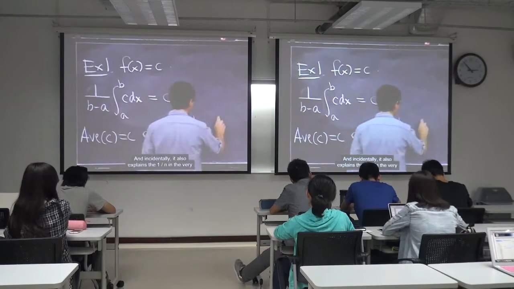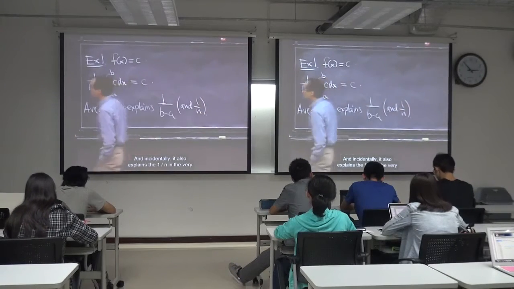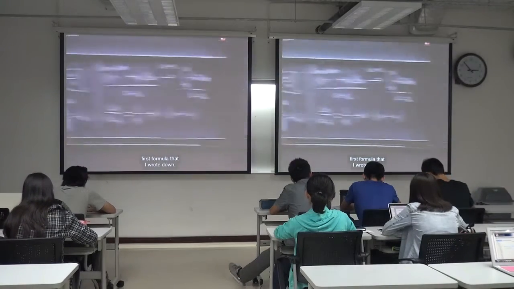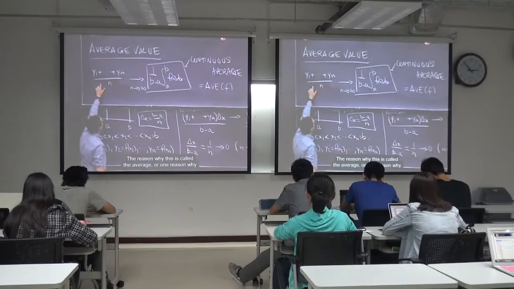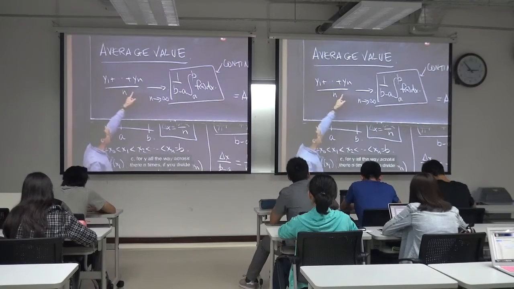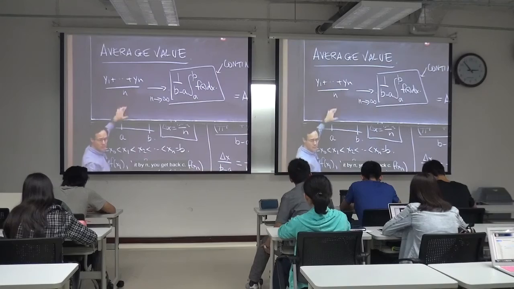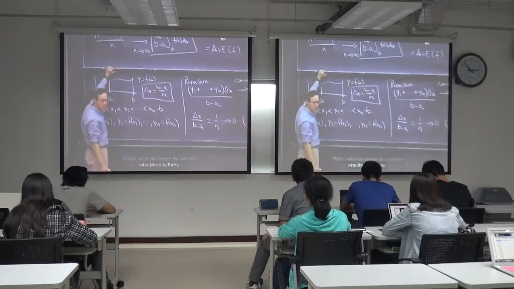And incidentally, it also explains the 1 over n in the very first formula that I wrote down. The reason why this is called the average, or one reason why it's the right thing, is that if you took the same constant c for y all the way across there n times, and you divide it by n, you get that c. That's what we mean by average value, and that's why the n is the name.